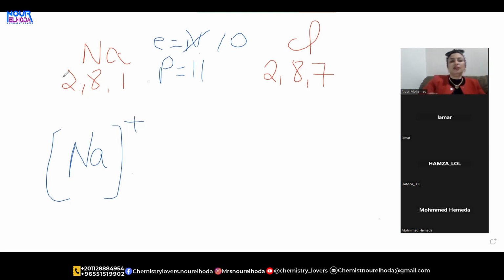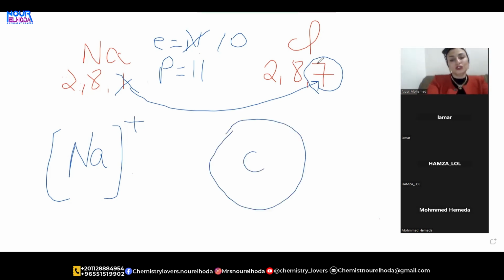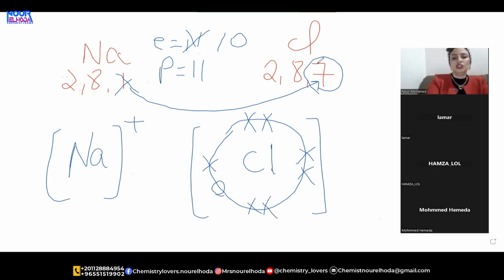What about the chloride? Sodium will lose this electron, while chloride is going to gain one more electron. So I need to draw this 7. So I'm having here chlorine. You need to draw the chlorine, 1, 2, 3, 4, 5, 6, 7, and then you need to draw 8 as a dot.